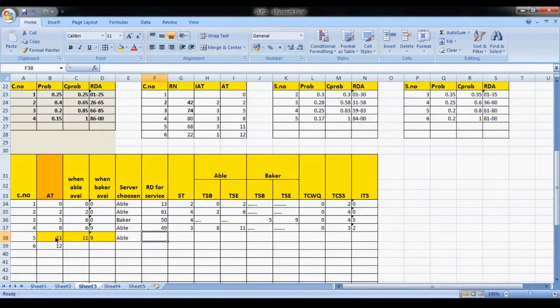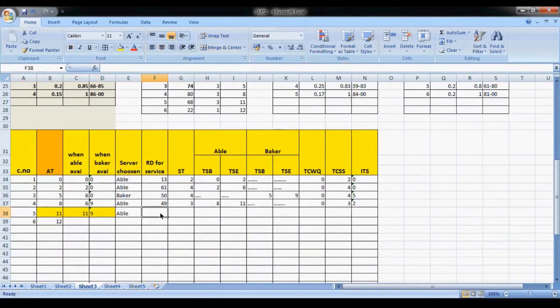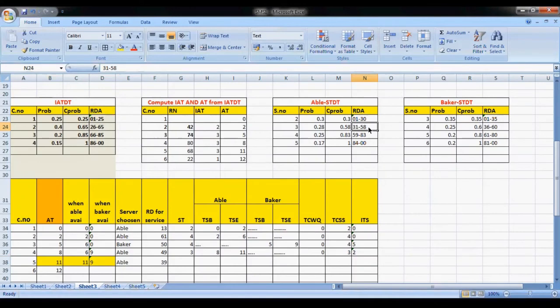See, the customer is coming at 11. Able has finished the operation at the same time, 11. Baker already finished the operation at 9. Now both are free, so we need to choose which server is faster. As per the question, Able is much faster and more experienced than Baker. So we are selecting Able. Take the next random number, 39, which is given in the question. Take 39 and go to the Able service time distribution table. 39 falls in this range and its value is 3. So I will write 3.